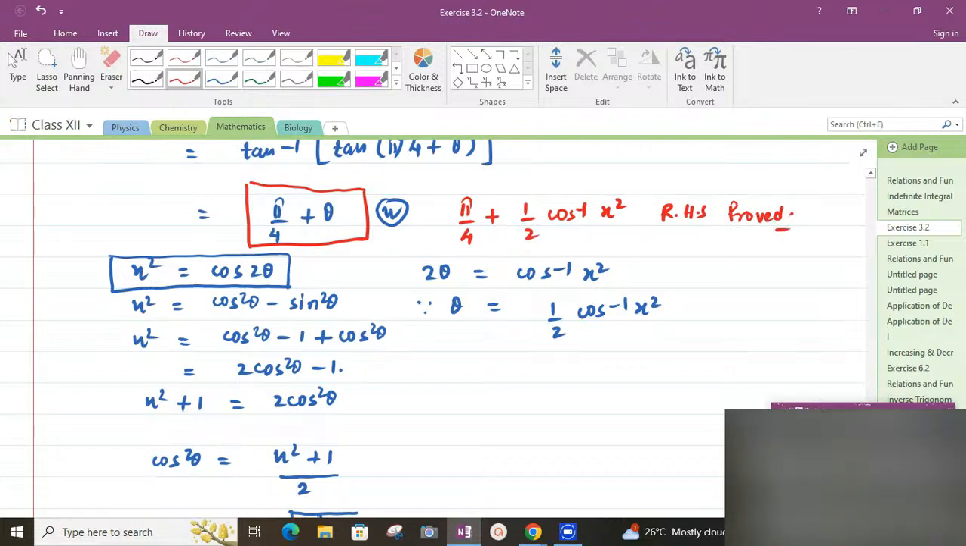Hope that there is no problem to understand the explanation of this solution. Similarly, we can solve question number 13, 14 and 15. Let's see the question number 13.